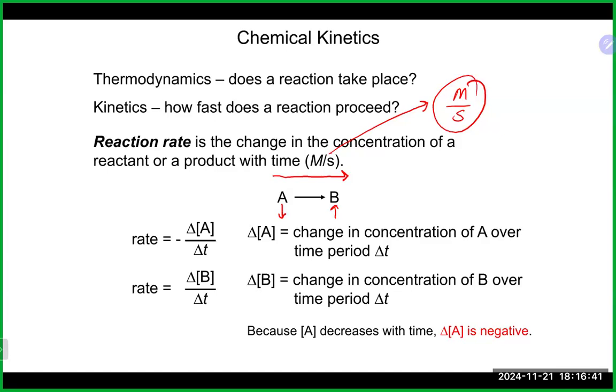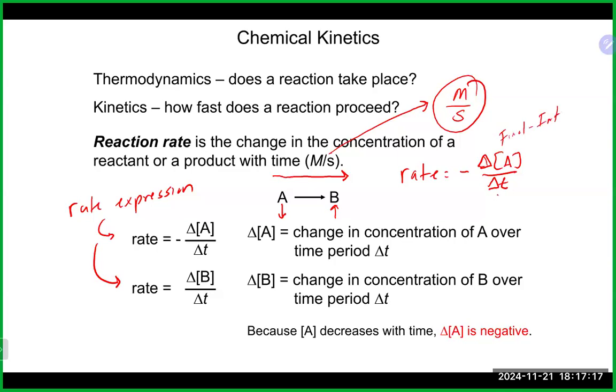So we could write what is sometimes referred to as the rate expression, which is down here. We could say that the rate is equal to negative the change in the concentration of A over the change in time. So what does that mean? Delta is the change, and concentration is molarity, so that's your final molarity minus your initial molarity, final minus initial. Change in time, same deal: your final time minus your initial time, basically how much time you took.